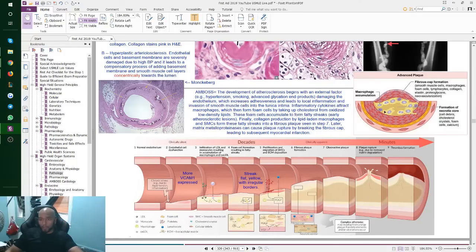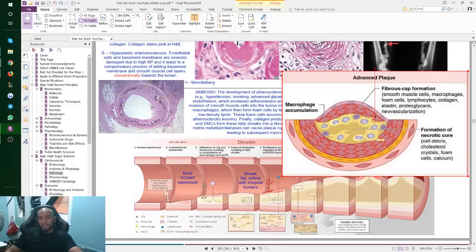So let's take a look at the parts first, right? This up here shows you the parts of an advanced plaque. So there's two main parts. There's your fibrous cap, and then there's the whole necrotic core itself, right?